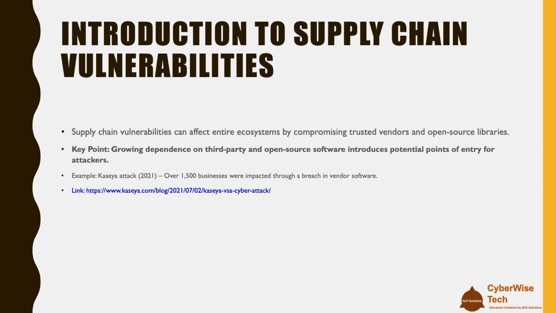Let's see an example of the Kaseya attack in 2021. Hackers used a vulnerability in vendor software to breach more than 1,500 organizations worldwide. This incident alone demonstrated how a single vulnerability can compromise an entire ecosystem, highlighting the need for comprehensive security practices across all supply chain components.